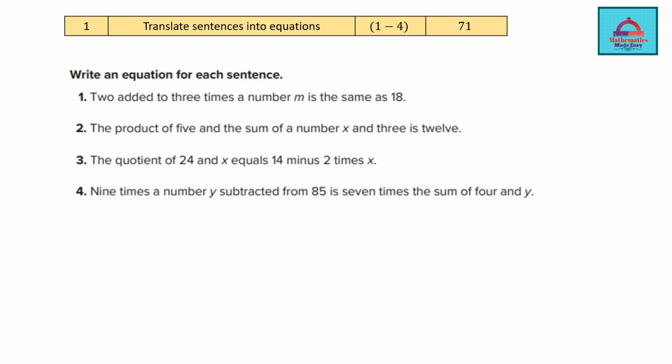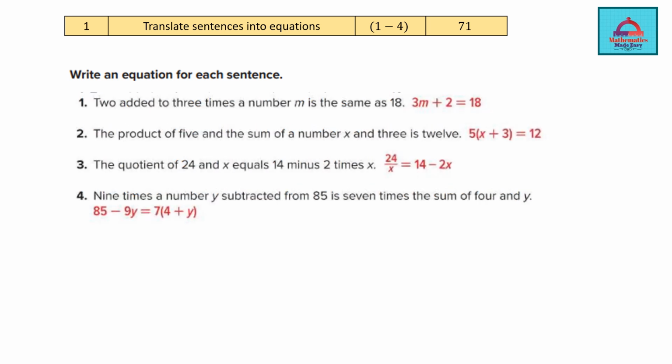So the first question is translate sentences into equations. This is from learning objective 1 to 4 questions on page 71 of your math book. So very easy. 2 added to 3 times a number m is the same as 18. So it will be 3m plus 2 is equal to 18. The product of 5 and the sum of a number x and 3 is 12. So 5 times x plus 3 is equal to 12.